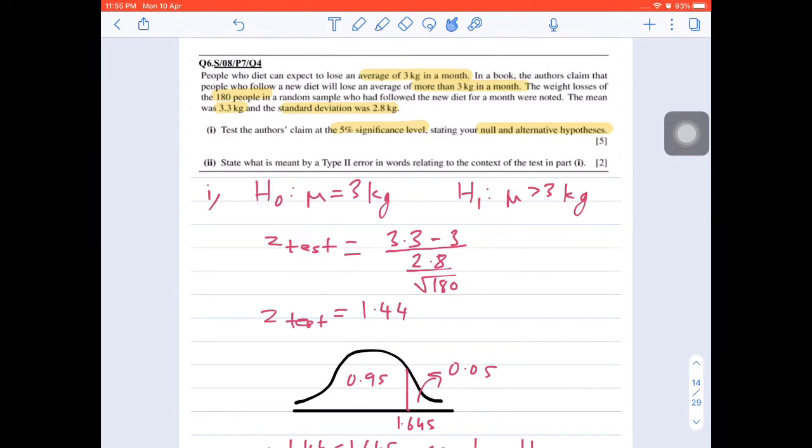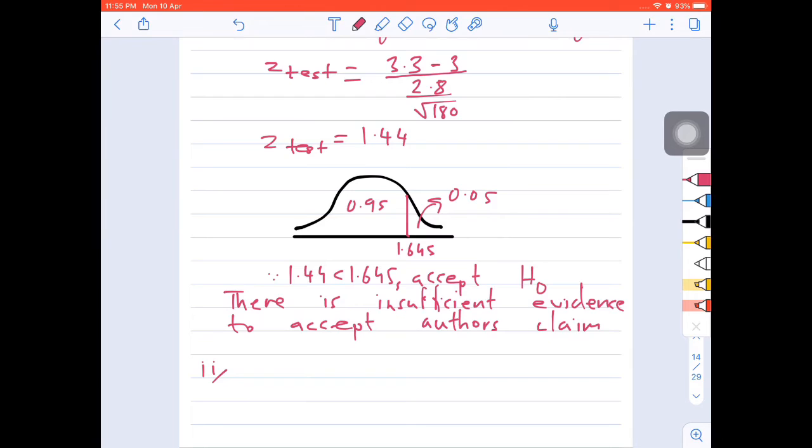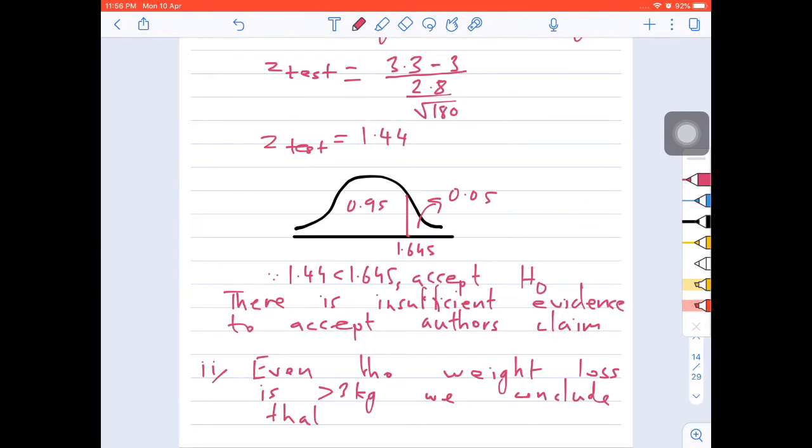It means that even though the weight loss is more than 3 kg, because the null hypothesis is wrong, even though weight loss is greater than 3 kg, we conclude that it is not.